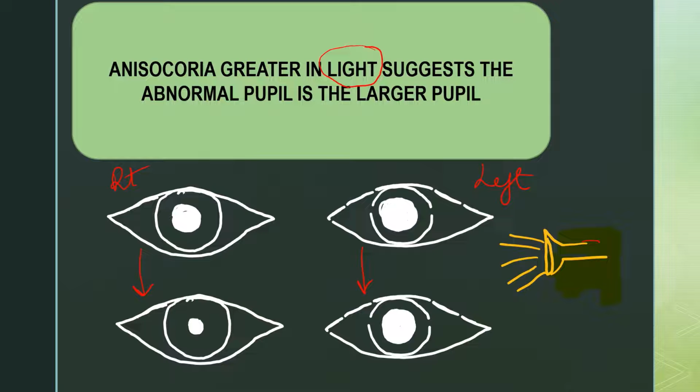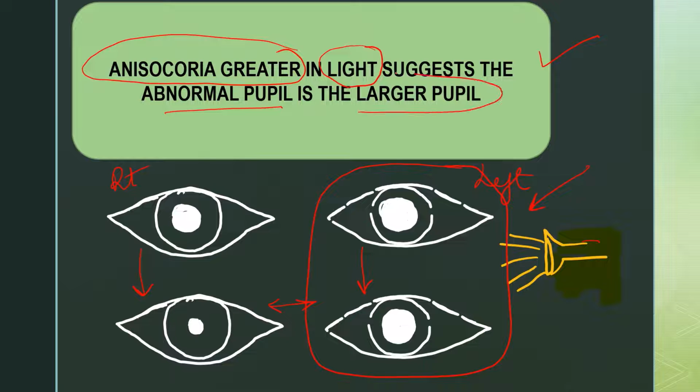Because of which, what has happened now? The difference between the sizes of the pupils has now gone up. So this is called increasing of the anisocoria in the presence of light. So what does it mean? Whenever the anisocoria is greater in light, it indicates that the pupil which is not constricted is the abnormal pupil. That means the pathology lies in this left eye, because this left eye is failing to constrict in response to light. So this is what is shown in this table, that anisocoria greater in light suggests that the abnormal pupil is the larger pupil. So I hope that is clear now.